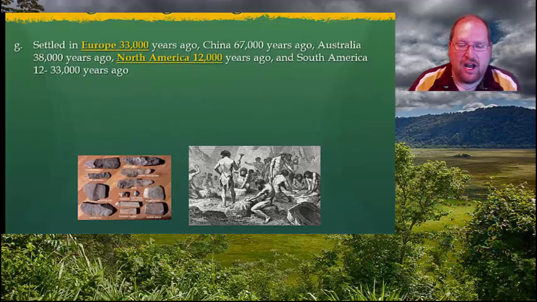As far as we can tell, humans began settling Europe around 33,000 years ago, China around 67,000 years ago, Australia 38,000 years, and North America around 12,000 years ago. South America between 12,000 and 33,000 years ago.